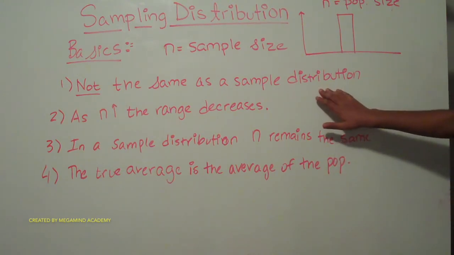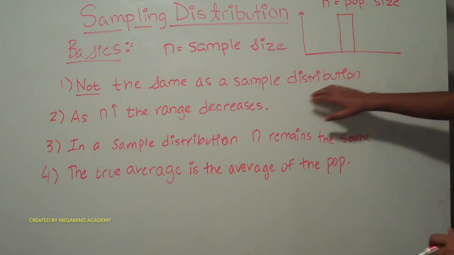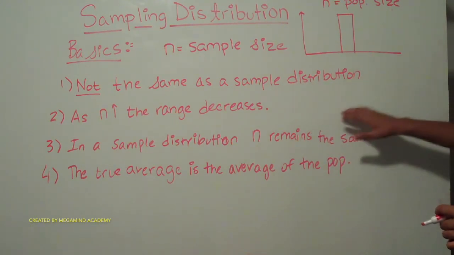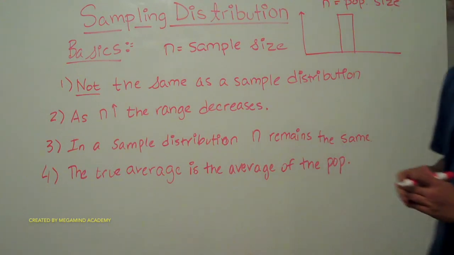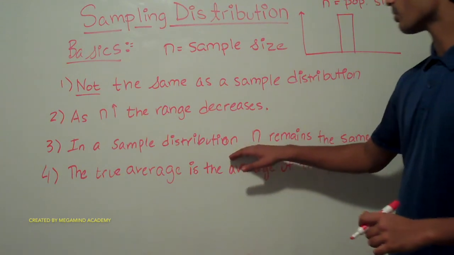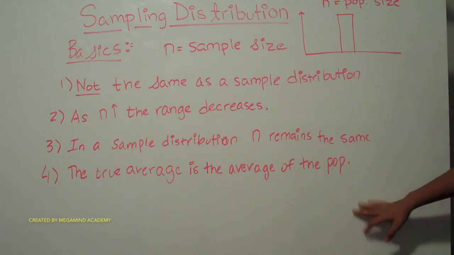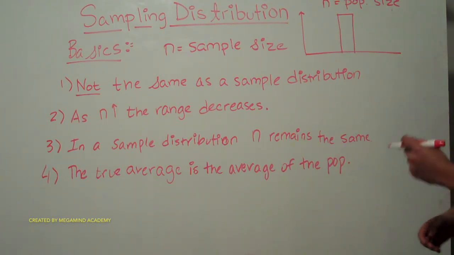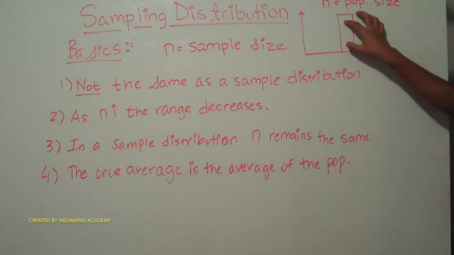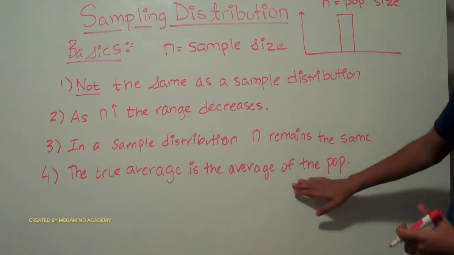So this would not be the same as a sample distribution because it wouldn't show this one value. It wouldn't really follow that rule, because that one doesn't apply to this. In our second rule, it says as n increases, the range decreases. So the range is just 1 point now, so it follows that. The third one, in a sample distribution, n remains the same. So n would just remain the same as the population size. And for the true average being the average of the population, the true average can be seen because it's the only average possible. So the only average possible when n equals the population size is the average of the population. So that plays in with our fourth rule.